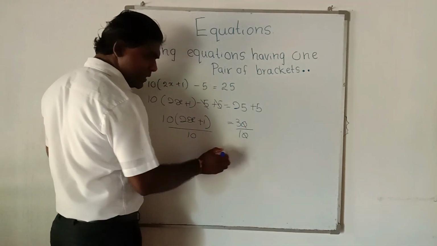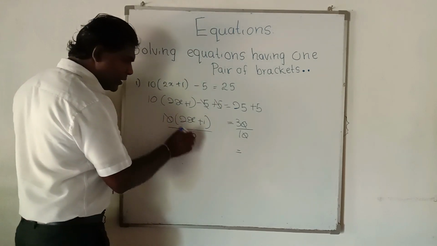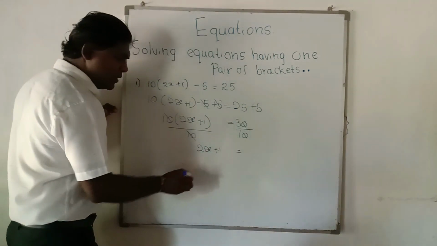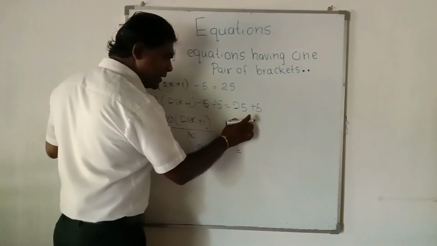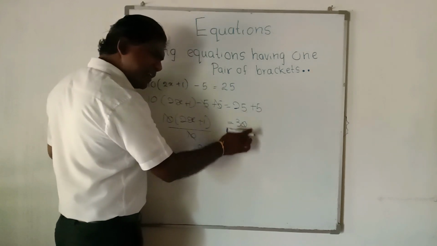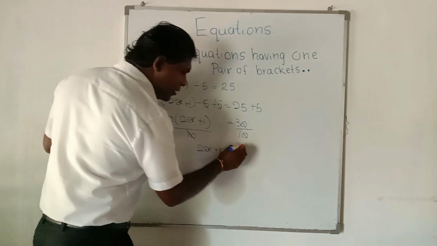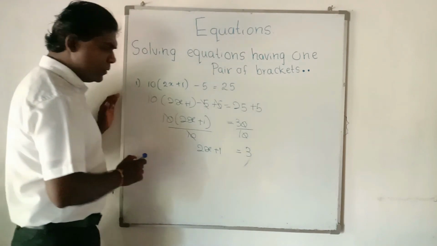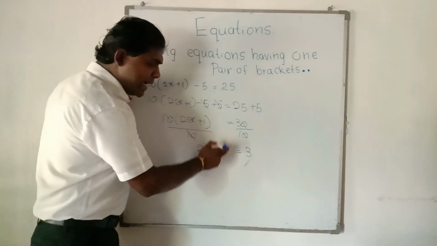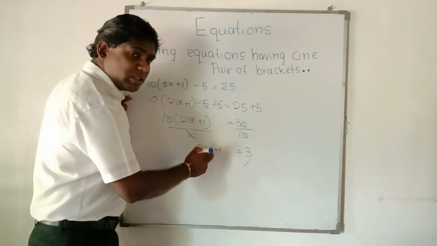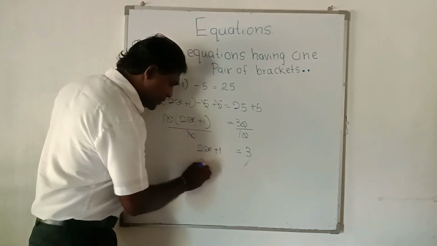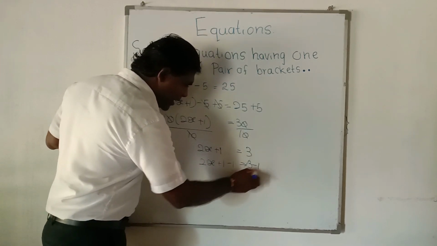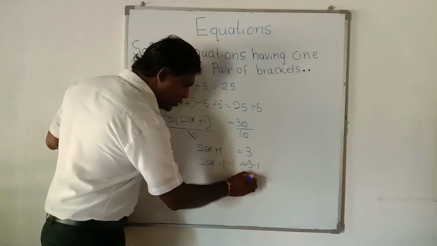10 to 10 cancel, leaving 2x + 1. Here 30 divided by 10 means 3, we cancel the 0, and the remaining number is 3. Okay, now 2x + 1. Addition 1 means the opposite operation is subtraction 1. Subtract 1 from both sides. 3 subtract 1 is 2.